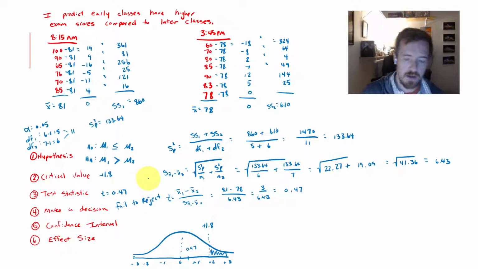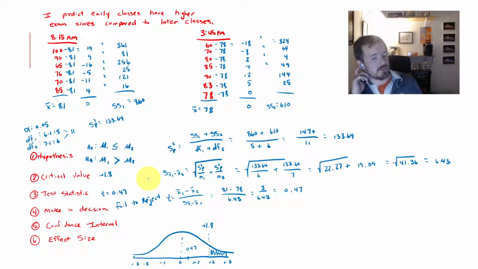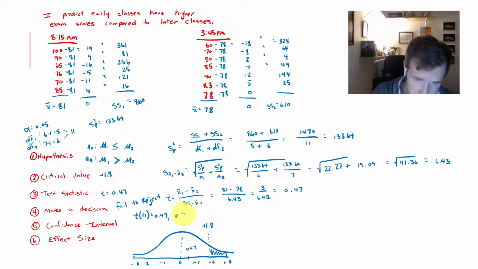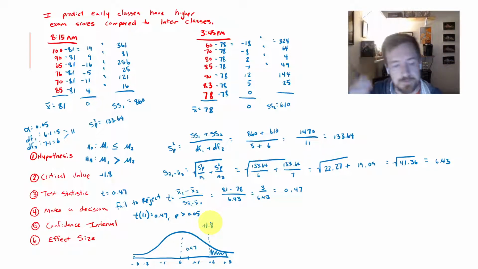All right. And so if we wanted to put that into APA, how we would say that. I'm going to leave off the paragraph piece just because there's not really enough room for that here. But it would be basically T and then the total degrees of freedom, which is 11 when I add those degrees of freedom up. So T11 is going to be equal to 0.47, and then P is going to be greater than 0.5 because I failed to reject the null.